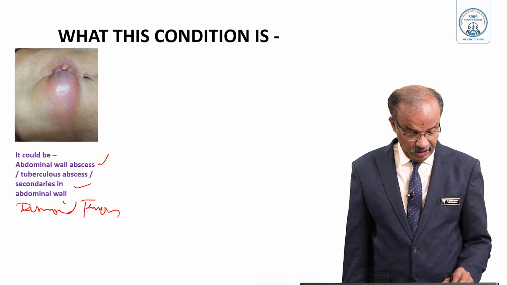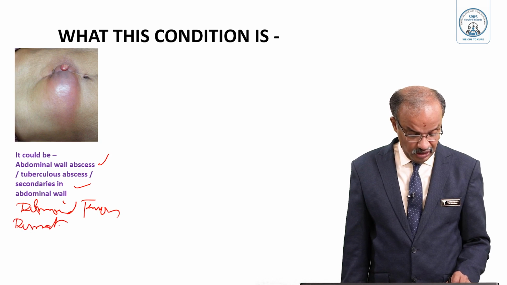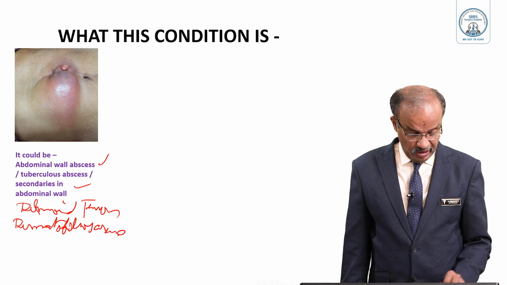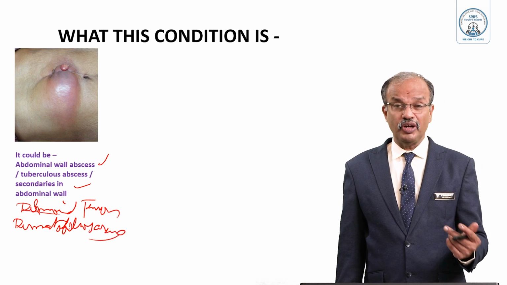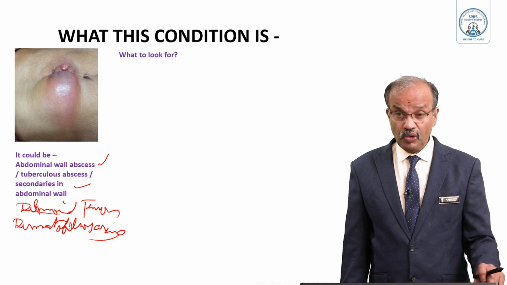This is the other possibility. And next is dermatofibrosarcoma, that is also a possibility. All those things, fibrosarcoma, desmoid tumor, dermatofibrosarcoma, other differential diagnoses also you have to think of. So what to look for?